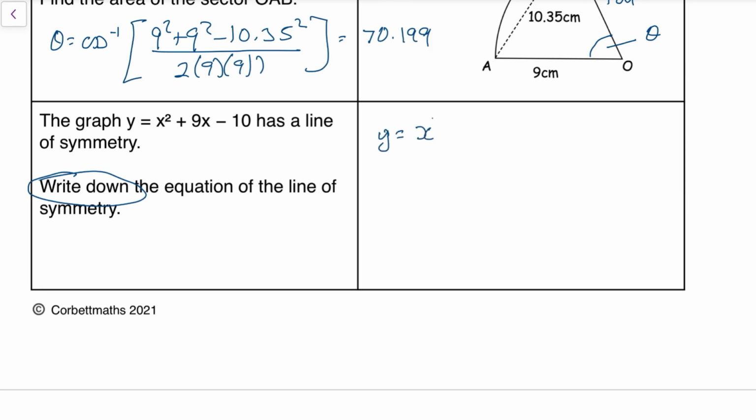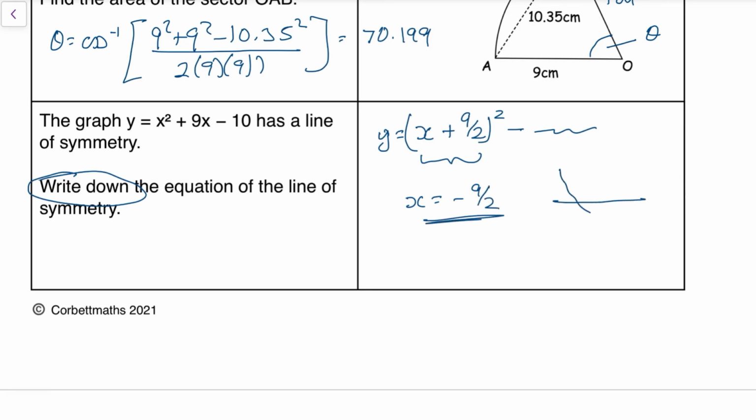So therefore y equals x plus 9 over 2 squared, plus 9 over 2 squared minus something. And I don't care about the something, because all I care about is the number that makes that equal to 0. And the number that does that is the number minus 9 over 2. And that will be my line of symmetry. In other words, the line of symmetry is where the vertex of the parabola is.